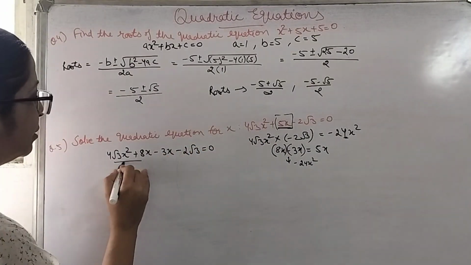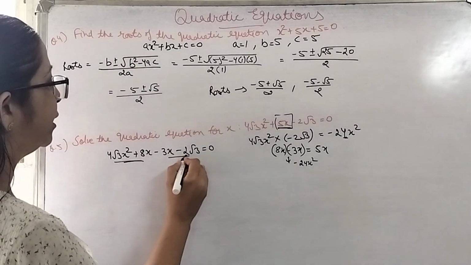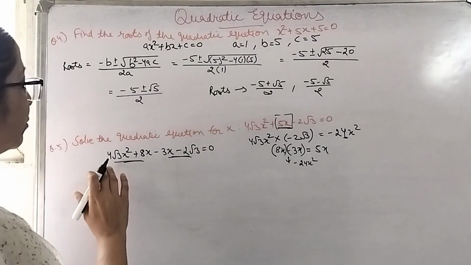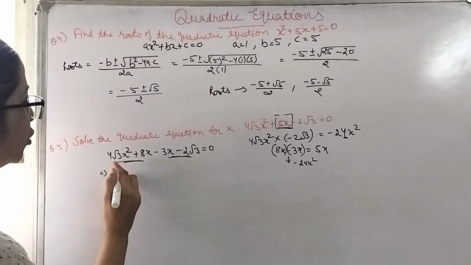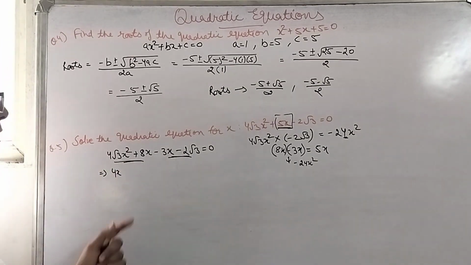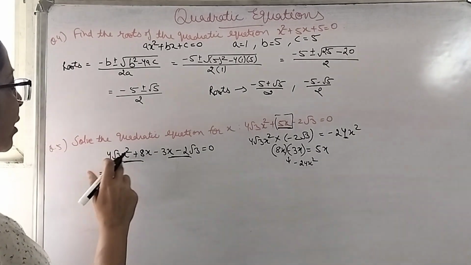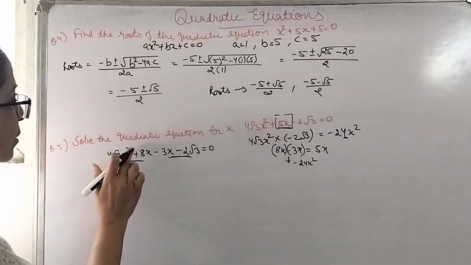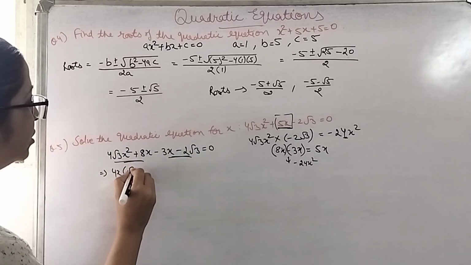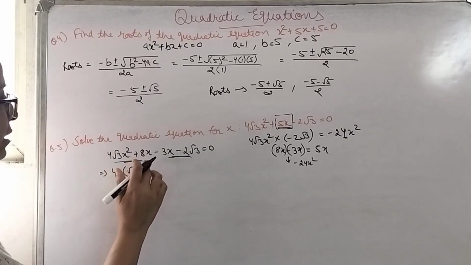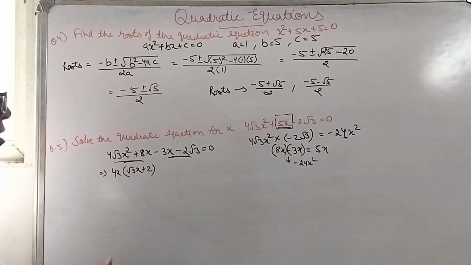Now from the first two terms we will take common, and from the last two terms we will take common. From the first two, we can see over here 4 could be taken common and x could even be taken common from the first two terms. If we have taken 4x common, what is the remaining part over here? It is your root 3 times x and here it is your 2. So this is the bracket.